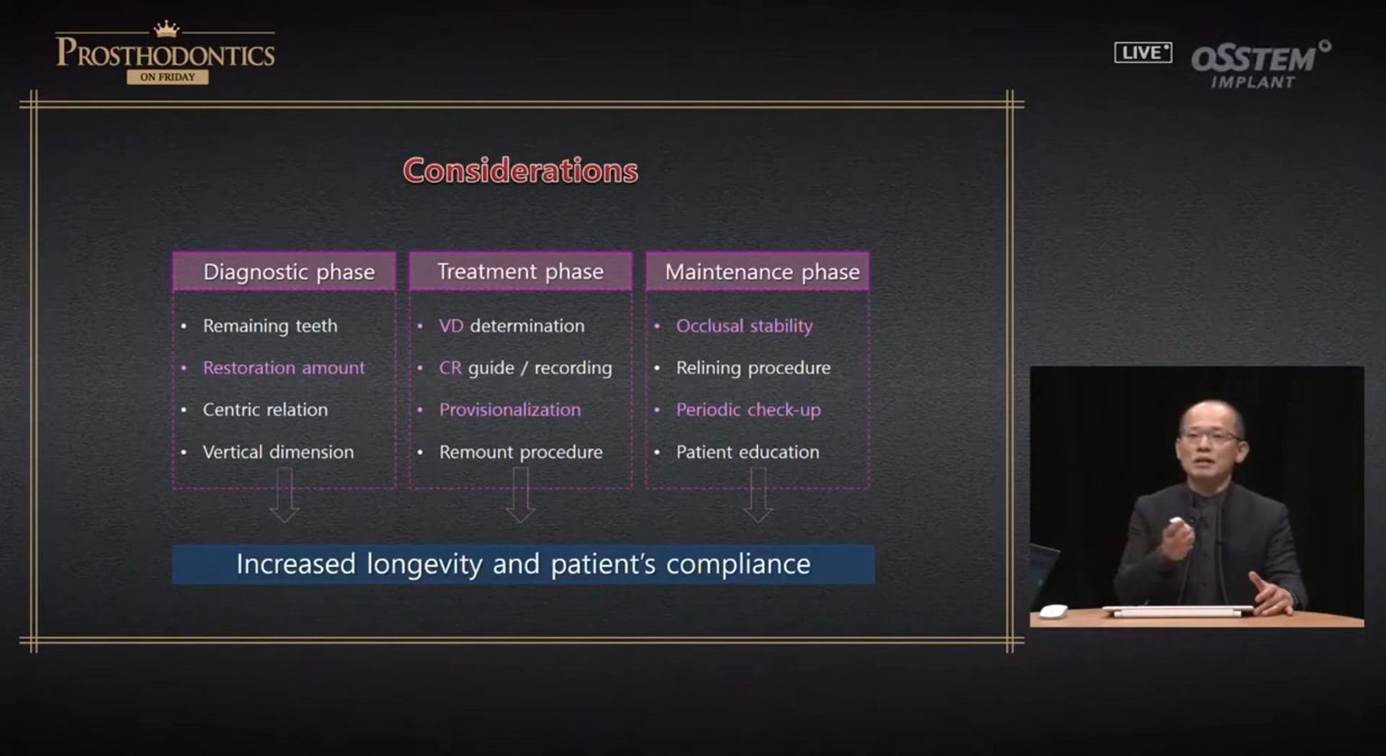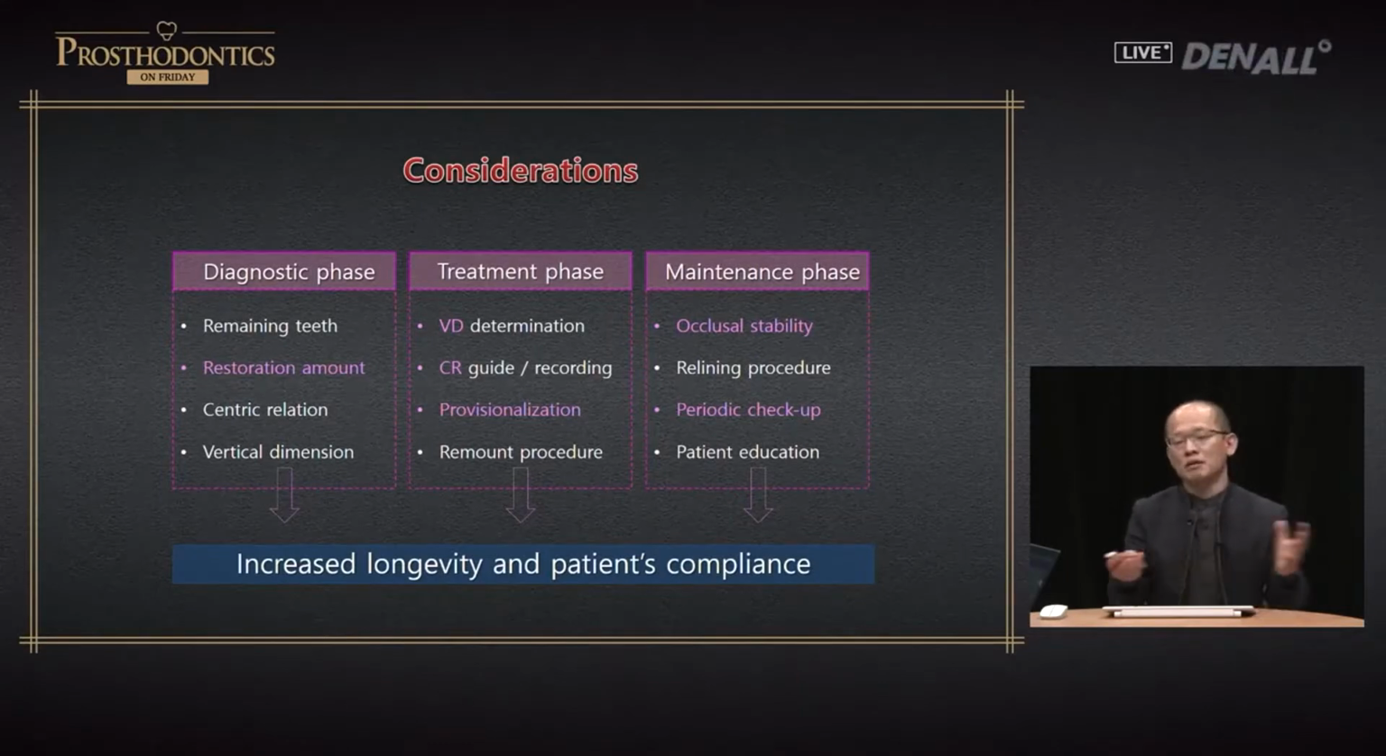So this will be the summary slide for today. From the diagnostic phase, these are the things to be considered, and in the treatment phase, VDCR provisionalization is needed. In the maintenance phase, occlusal stability and other things are needed. And through this, you need to increase longevity, and you also need to be very thorough in doing this and achieve patients' compliance.